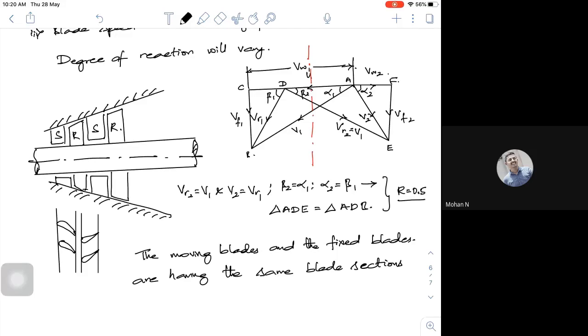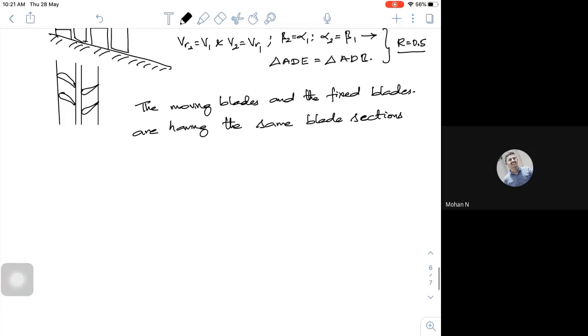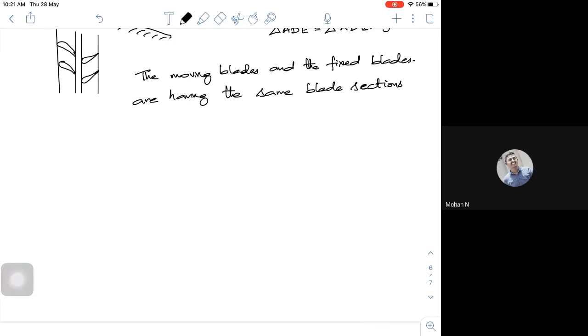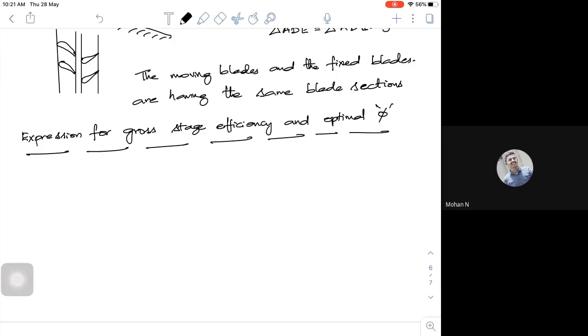Now let us look at what we call the expression for the gross stage efficiency and the optimum value of your speed ratio, for the fixed blade and the rotor. The isentropic heat drop in a stage.